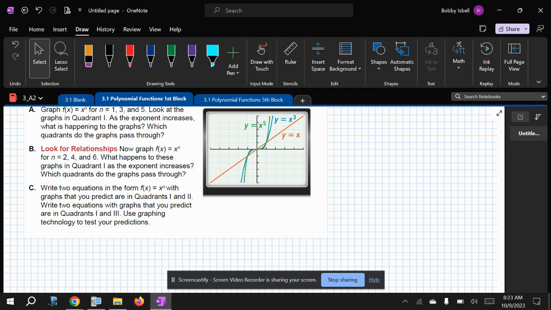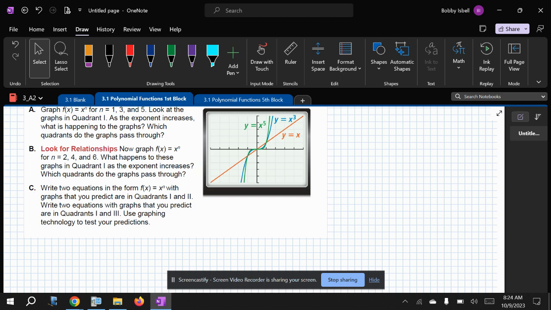So if it's going to be in quadrants 1 and 2, what kind of exponent has to be there if the ends are going to be going in quadrant 1 and quadrant 2? Which ones both went this way? Odd or even? Even. Okay. 1 and 3, here's 1, here's 3. So we would need an exponent that's what? Opposite of even is odd.